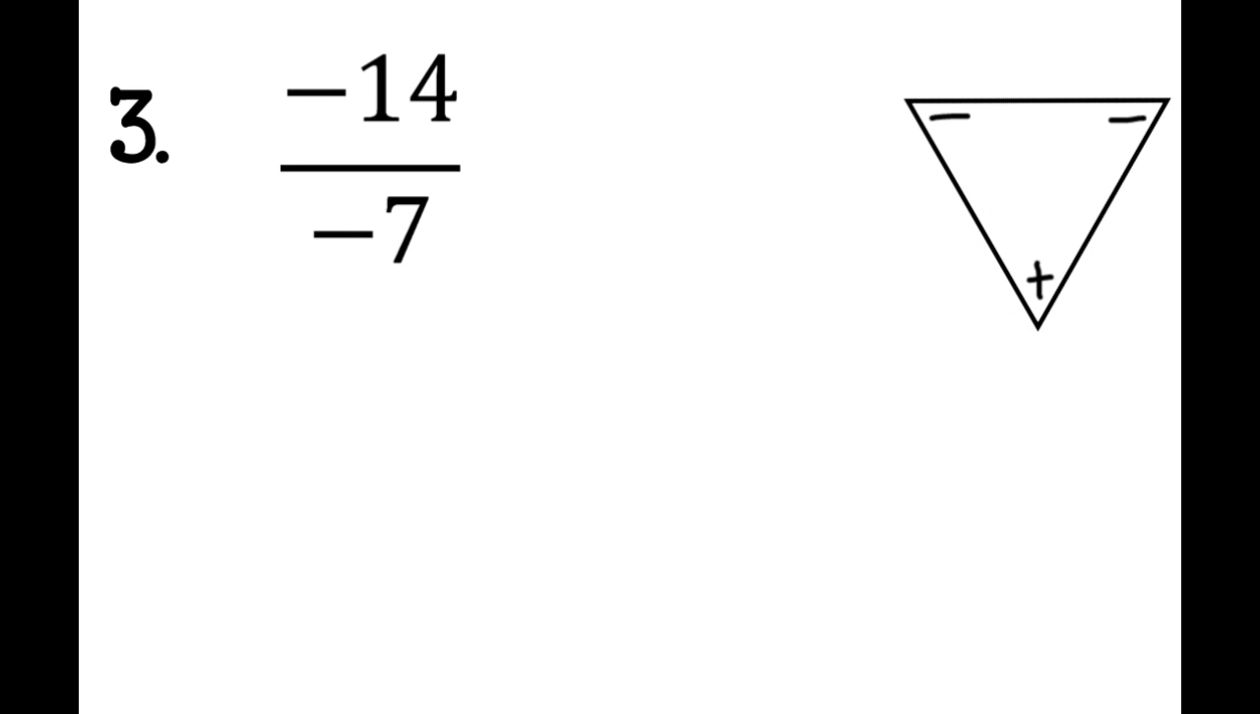Number 3, we mix it up a little bit. We have negative 14 divided by negative 7. So a negative divided by a negative, our answer is going to be a positive because it's the same sign, and when it's the same sign, we know our answer will be a positive. 14 divided by 7 is 2, so we have a positive 2.